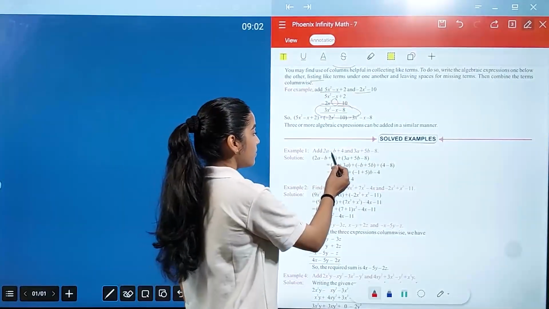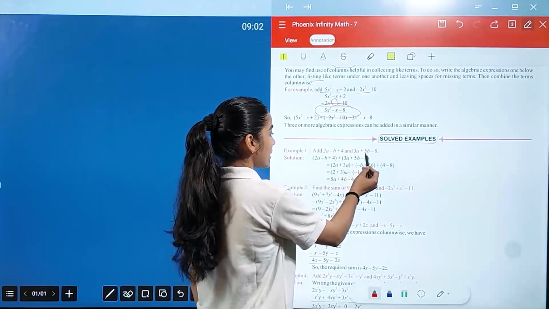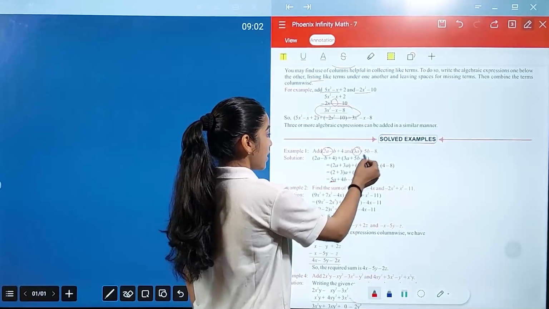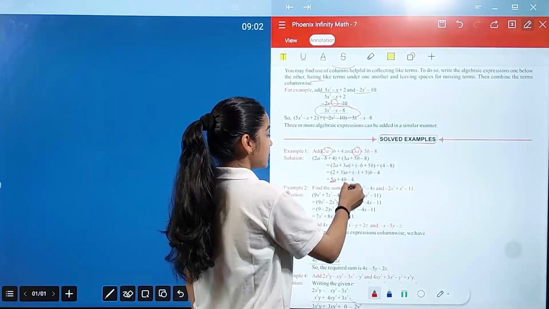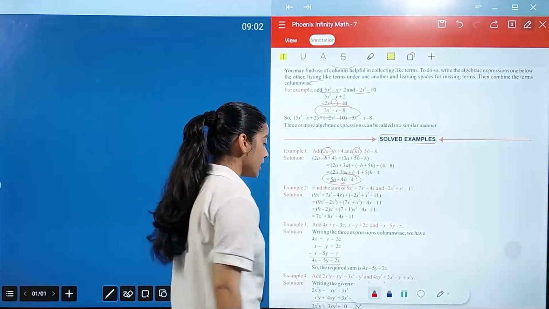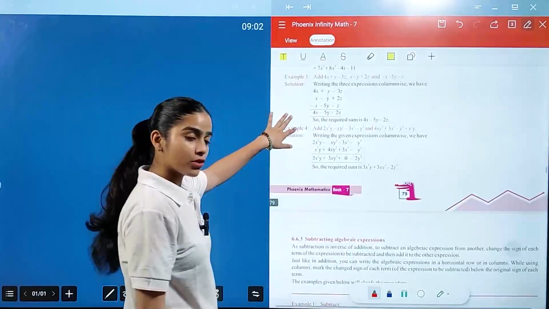Now add 2a minus b plus 4 and 3a plus 5b minus 8. So 2a and 3a is 5a, 5b and minus b is 4b, 4 minus 8 is minus 4. So this is your answer. In the same way, you have to solve these questions.